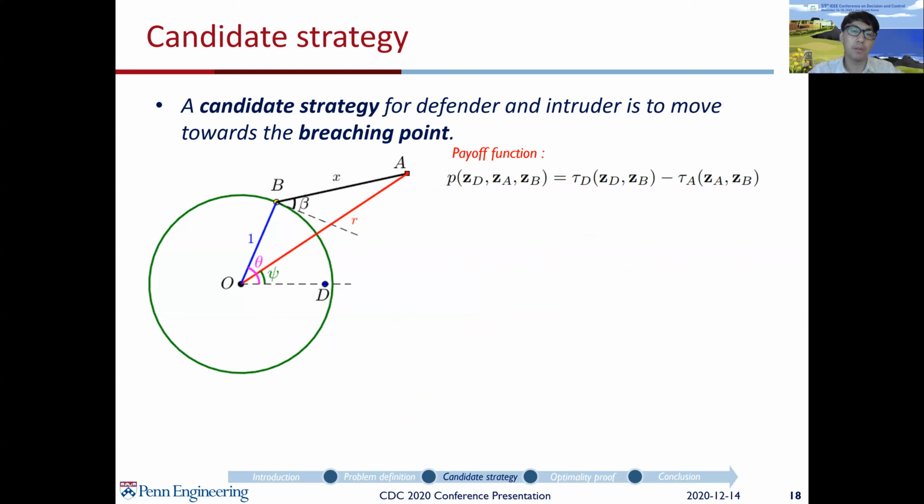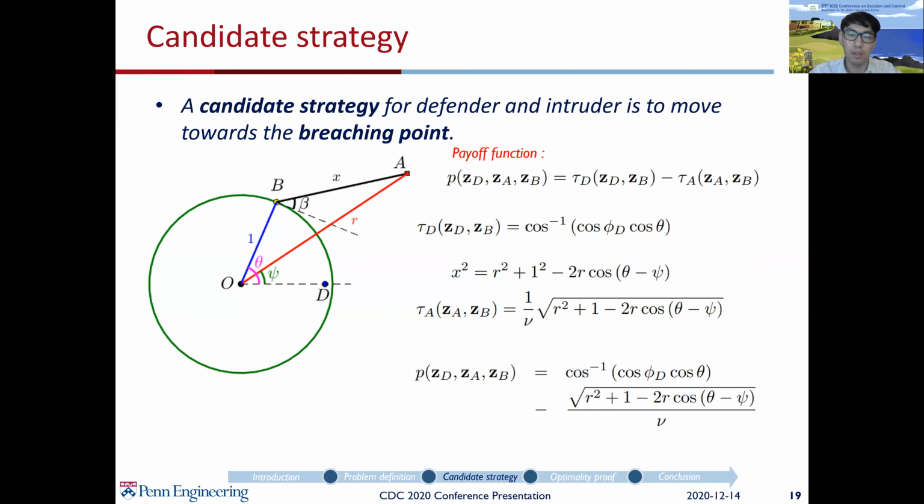So the candidate strategy for defender and intruder is to move towards the breaching point. Here we address this as a candidate strategy, and we will prove that this candidate strategy is actually the optimal strategy. So here we generally express tau_D and tau_A using some geometry.